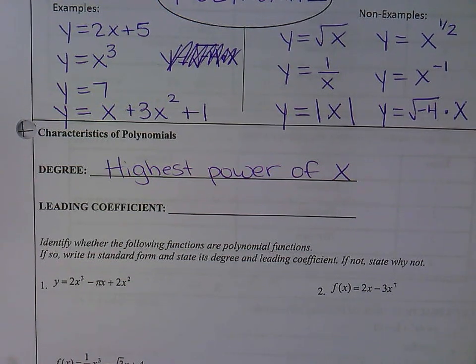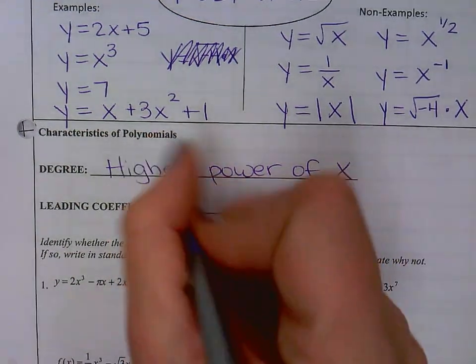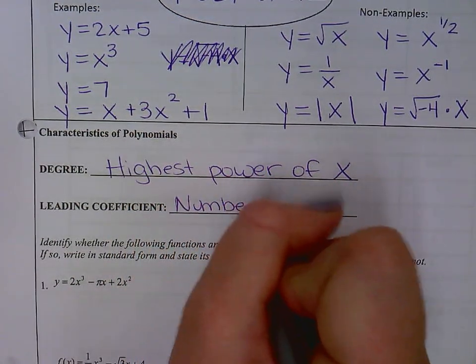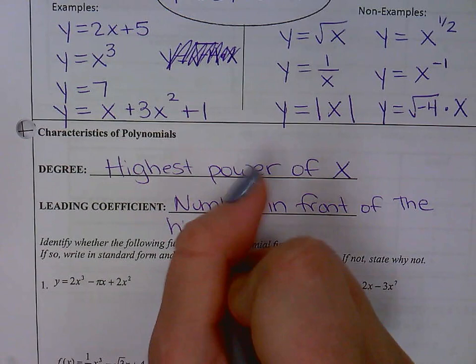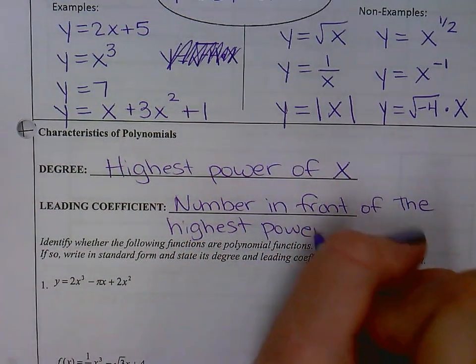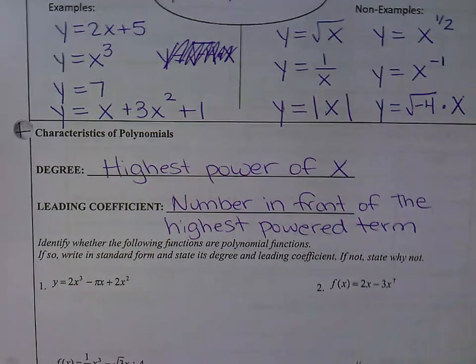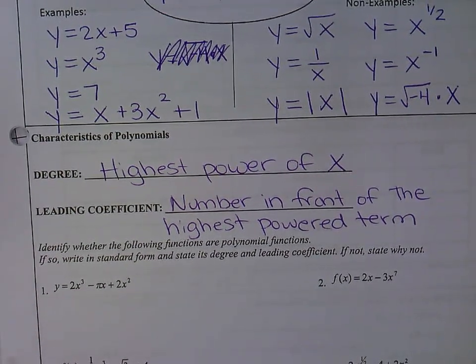There's no x's. The leading coefficient is the number in front of the highest powered term. The reason they call it a leading coefficient is because it usually comes first. What do you think the leading coefficient is in this example, though? The 3. So in standard form, it would have come first. This is scrambled up, so I can just pick that the number would be 3 because it's next to the x squared.